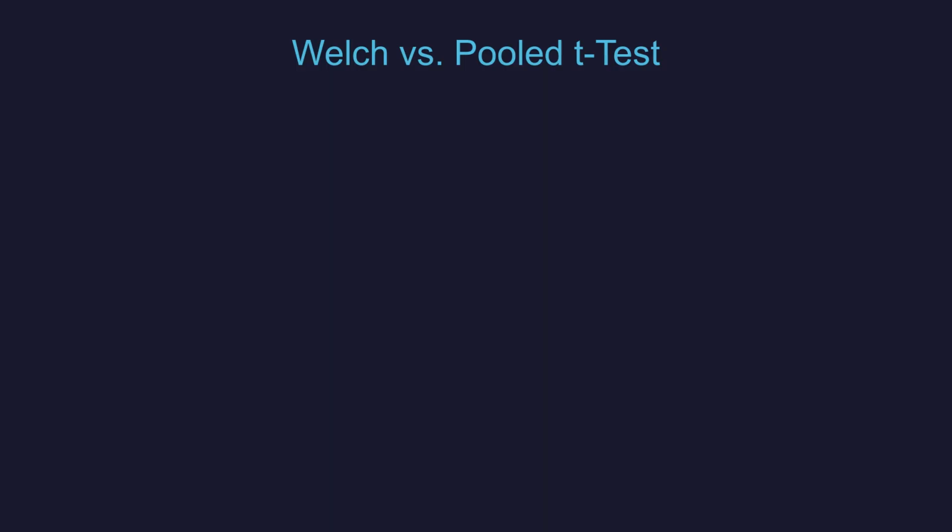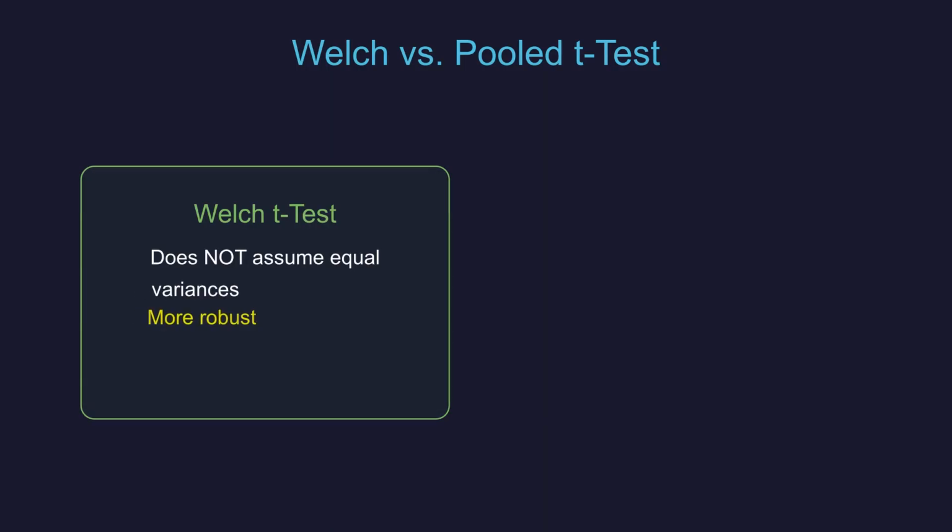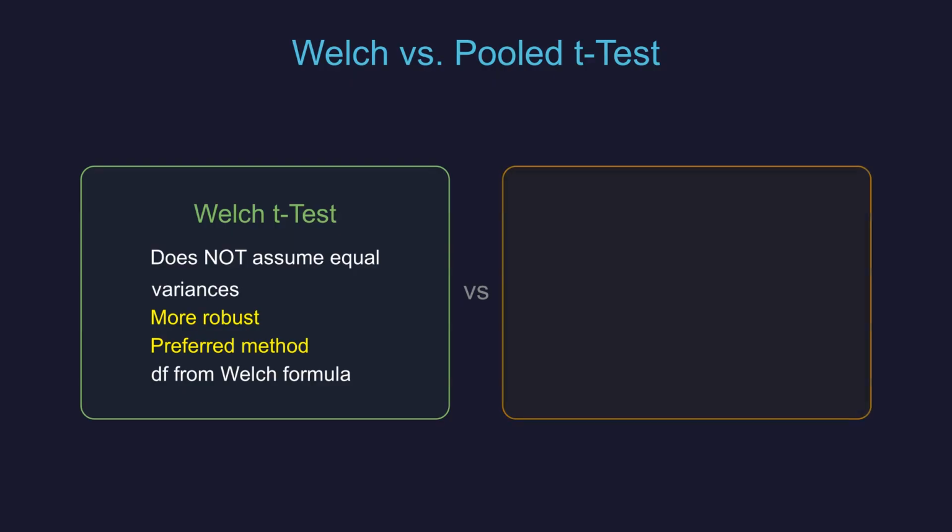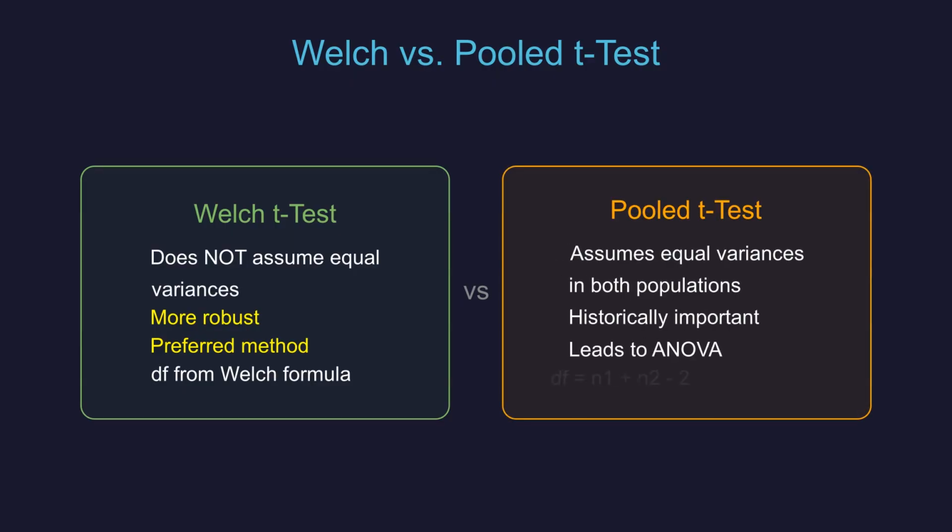There are two versions of the two-sample t-test you should know about. The Welch t-test does not assume equal population variances. It's more robust and is the preferred method in most situations. The pooled t-test, on the other hand, assumes equal variances. While it's historically important and the basis for ANOVA, it's less reliable when the equal variance assumption is violated.